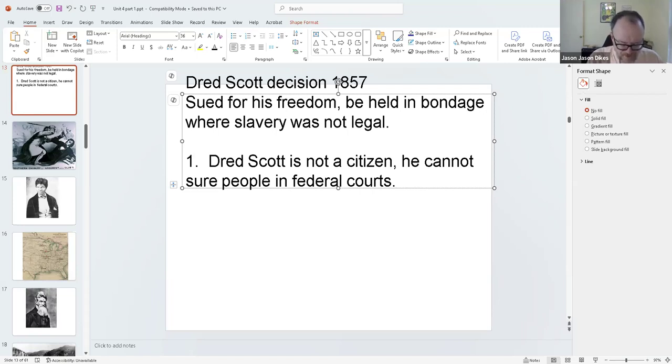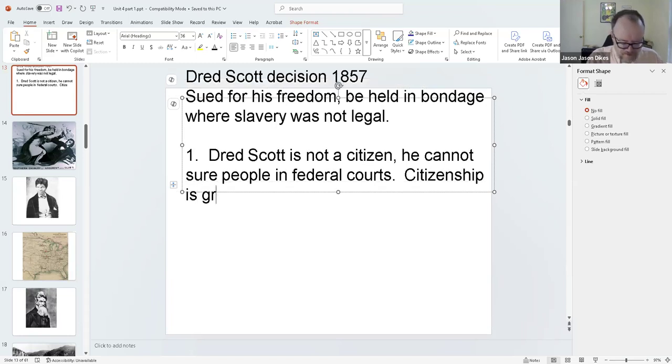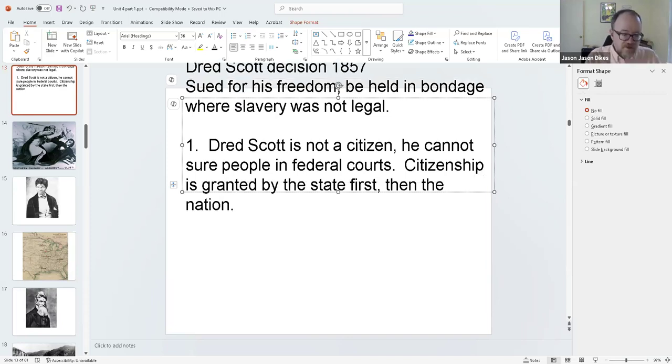Well, in America, citizenship is granted by the state first, then the nation. So if Missouri does not recognize Dred Scott as a citizen, neither does the United States. It's kind of what the court is saying here.